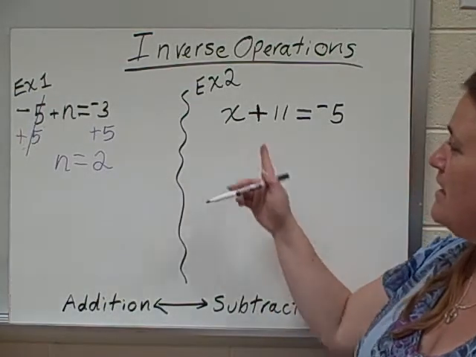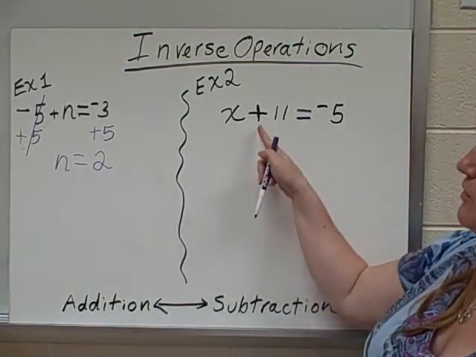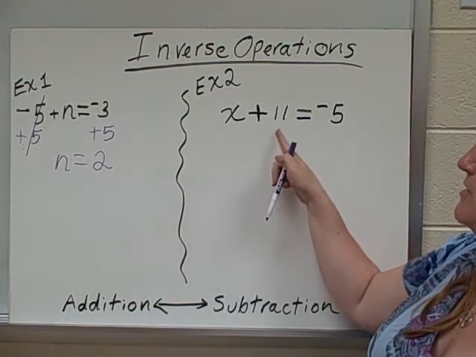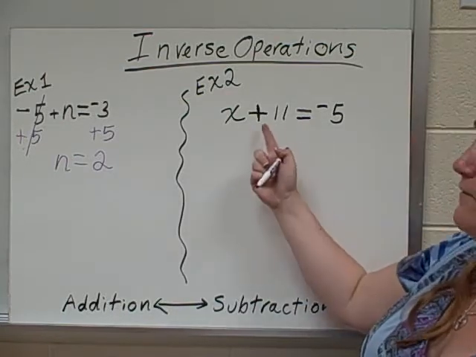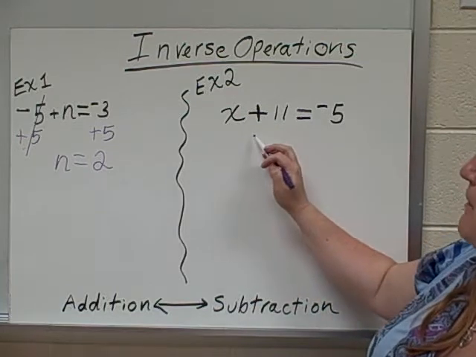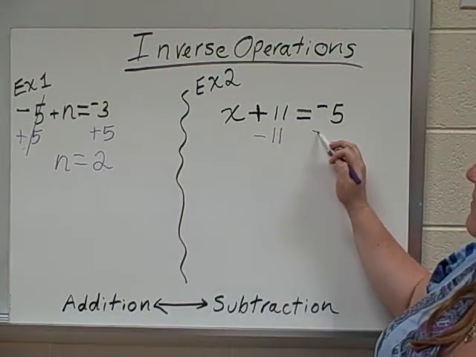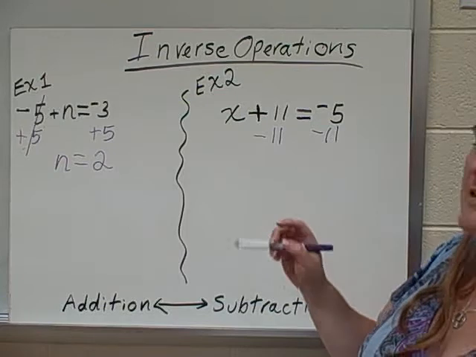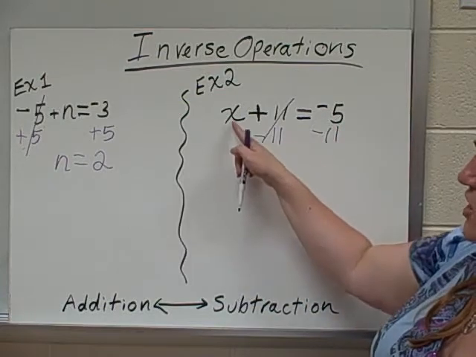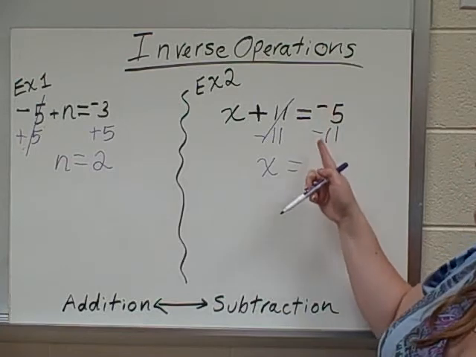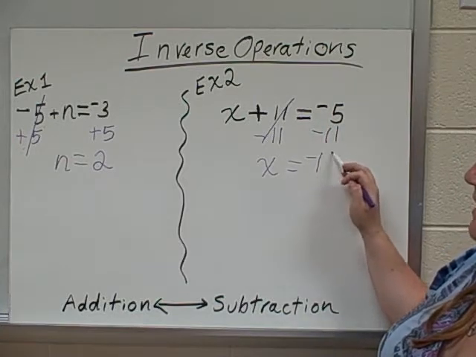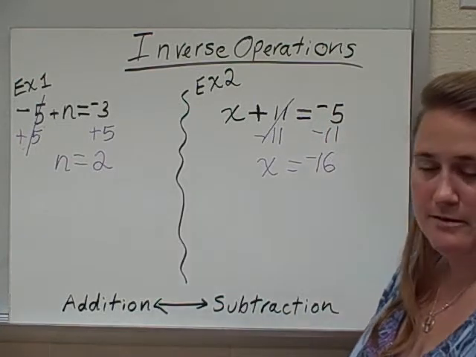Okay? Then we have one with x + 11 = -5. To solve this one, the inverse of plus 11 is -11. These cancel, leaving just x. And -5 and -11 give us -16.